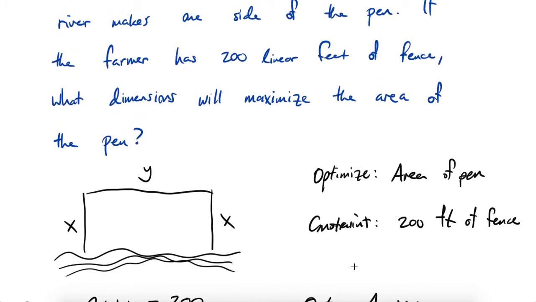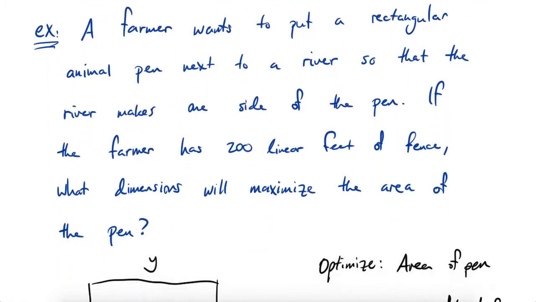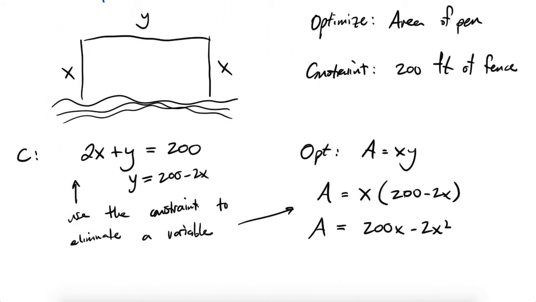This is what we stated at the beginning in green. If you want to optimize a function, you want to find a maximum and a minimum, you take the critical numbers, you evaluate at the endpoints and the critical numbers, and you take the largest and smallest y value. Well, what is our variable? What are our constraints for x here? You might pause and ask yourself, what are the possibilities for x?